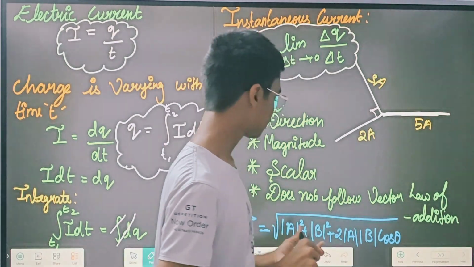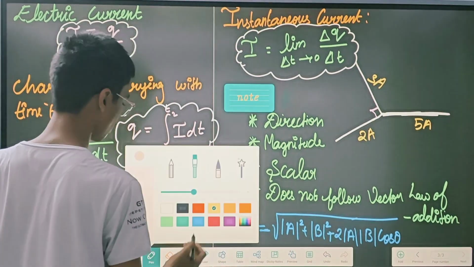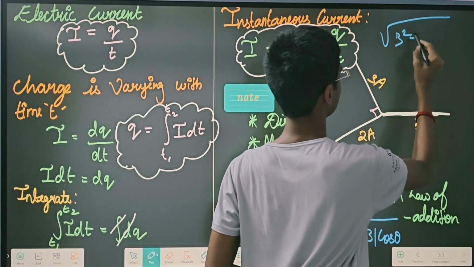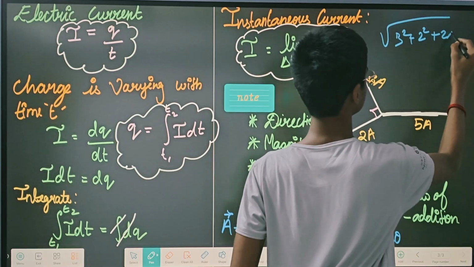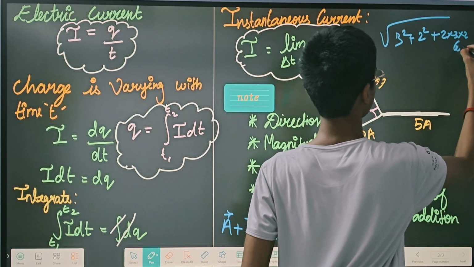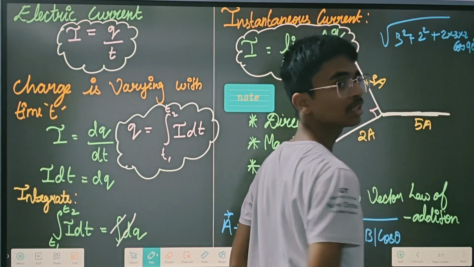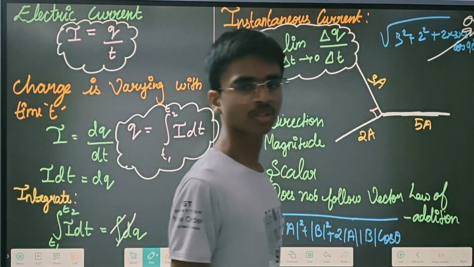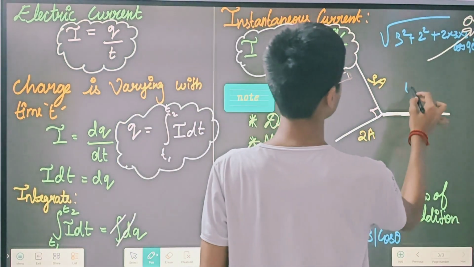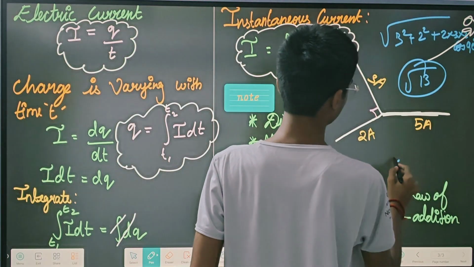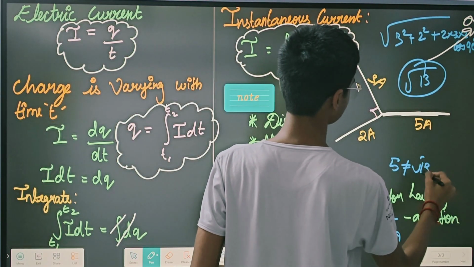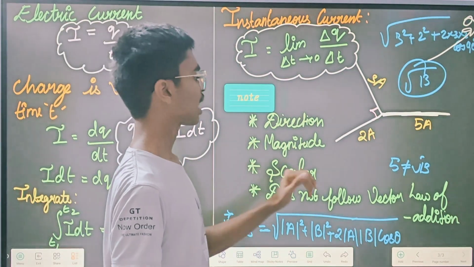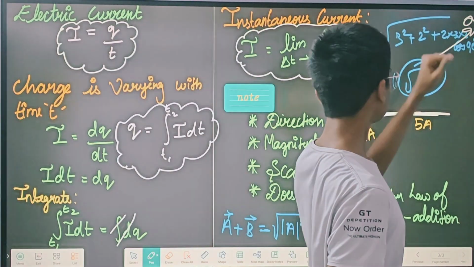If you are using this formula, what will be happening? It will be root over 3 square plus 2 square plus 2 into 3 into 2 into cos 90 degrees. Cos 90 degrees is equal to 0, so this total term would now be 0. So here it will be root over 13. But 5 is not equal to root over 13. So this particular example itself is enough to show that current doesn't follow the vector law of addition.